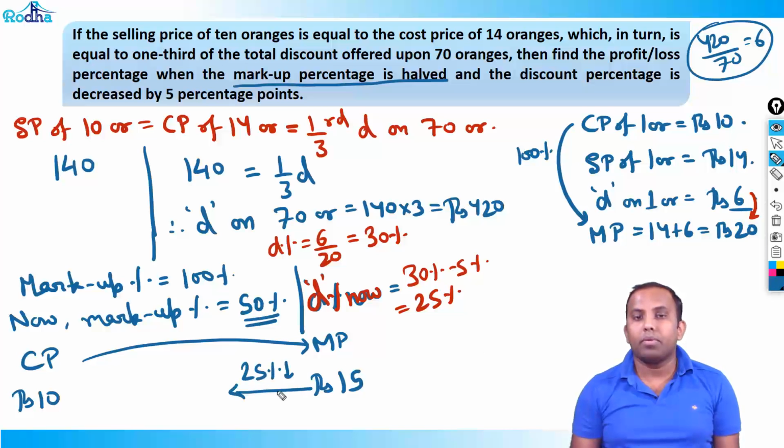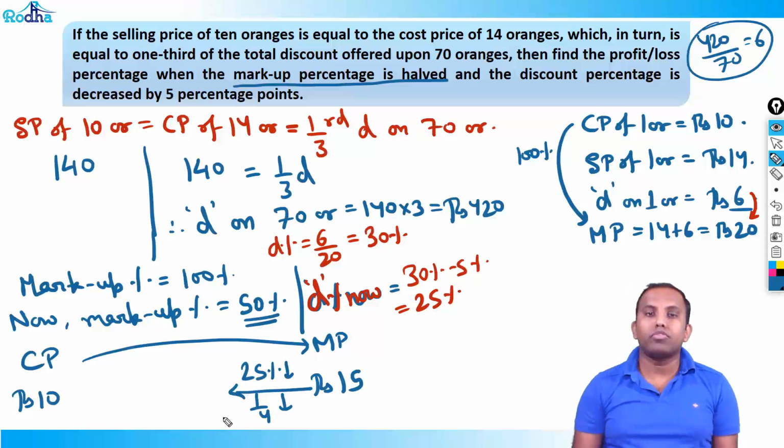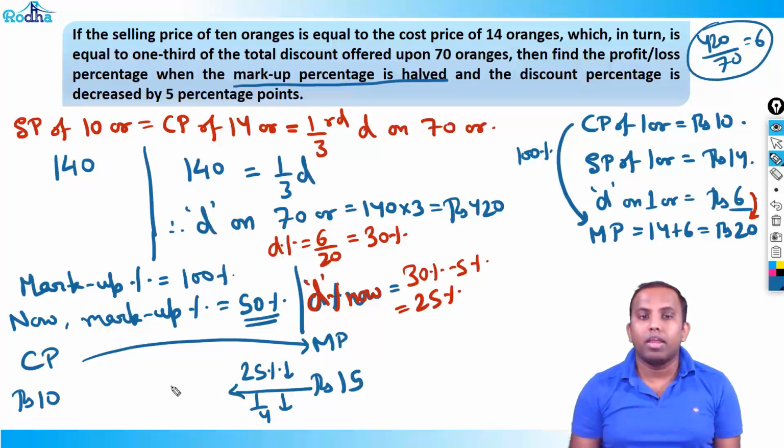So what is 25%? 1/4 of 15. What is 1/4 of 15? Half of 15 is 7.5. What is half of 7.5? 3.75. So the discount is 3.75. So 15 minus 3.75 is 11.25. That means the selling price is 11.25.